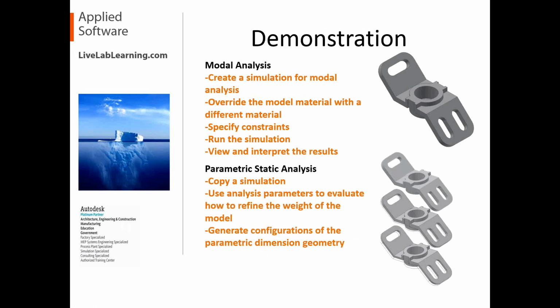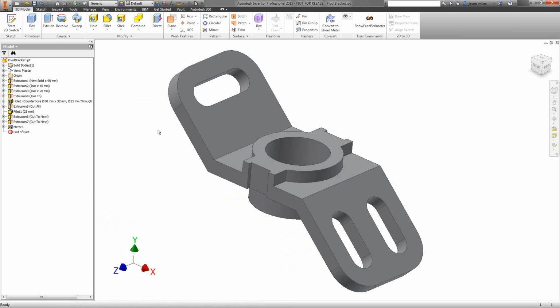Then we're going to generate configurations of the dimensions, and then we'll modify any design constraints and view the results based on those changes. So what I'm going to do now is we're going to jump right into Inventor, and you'll notice this is our part, the pivot bracket.